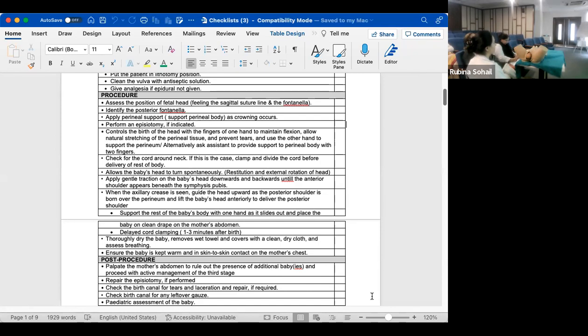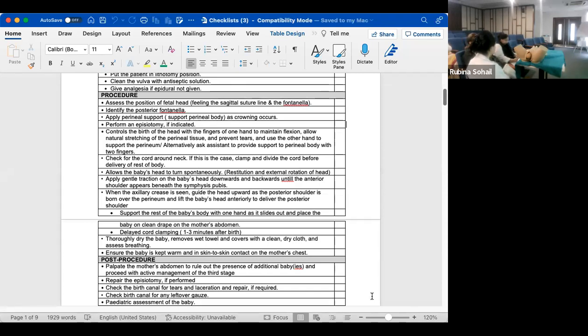Once you've shifted the patient to the delivery room, you ensure that you know the dilatation, the descent, and the position of the head, and that you are able to monitor the contractions and the fetal heart rate. Once everything is in order, you encourage the patient to push. When the patient starts pushing, the head starts crowning. When the crowning happens, you give an episiotomy and support the perineum.